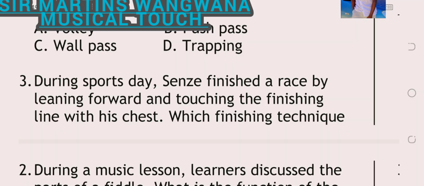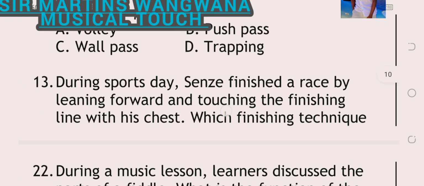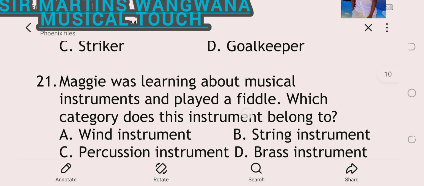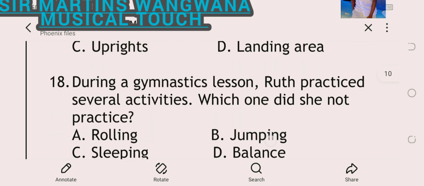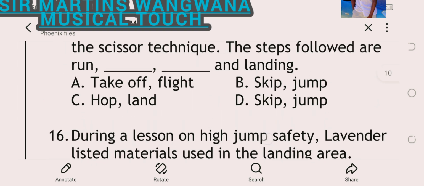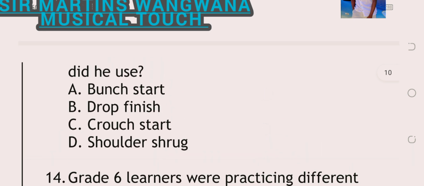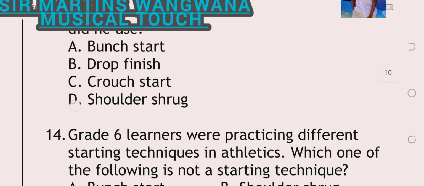And number 13, during sports day, Sensei finished a race by leaning forward and touching the finishing line with his chest. Which finishing technique is this? We can go back to number 13 answers, where we have several of them here. Which technique did he use? Bunch start, drop finish, crouch start, shoulder shrug. So when you use the shoulders, the correct answer will be D. That one is shoulder shrug.